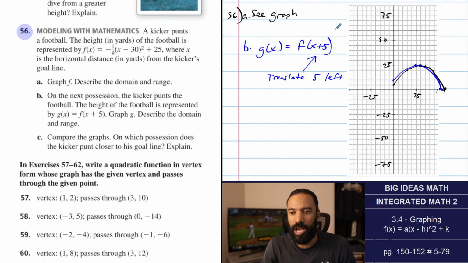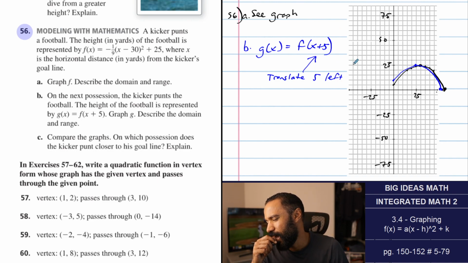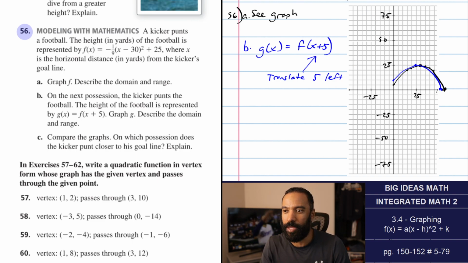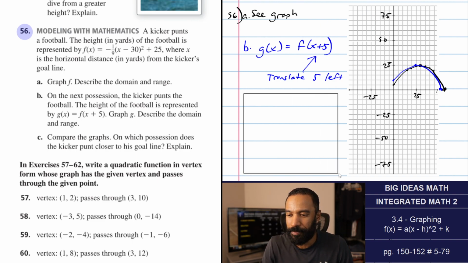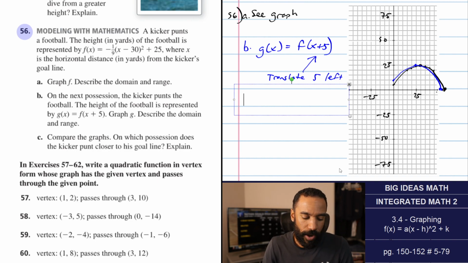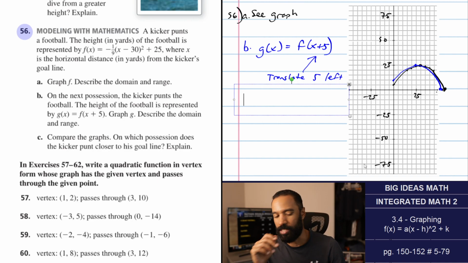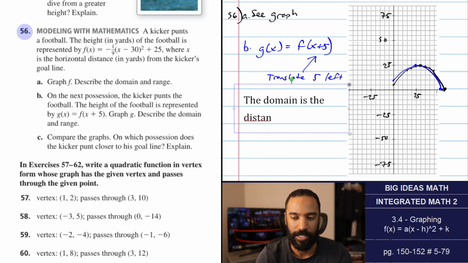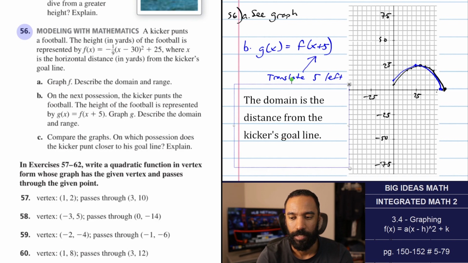Describe the domain and range. Okay, they said describe. I'm sorry. I hope that I didn't tarnish headphone users there. Last time I described, I actually found them. So the only question is... Okay, so X. So the domain is the distance from the kicker's goal line. The range... I don't know.